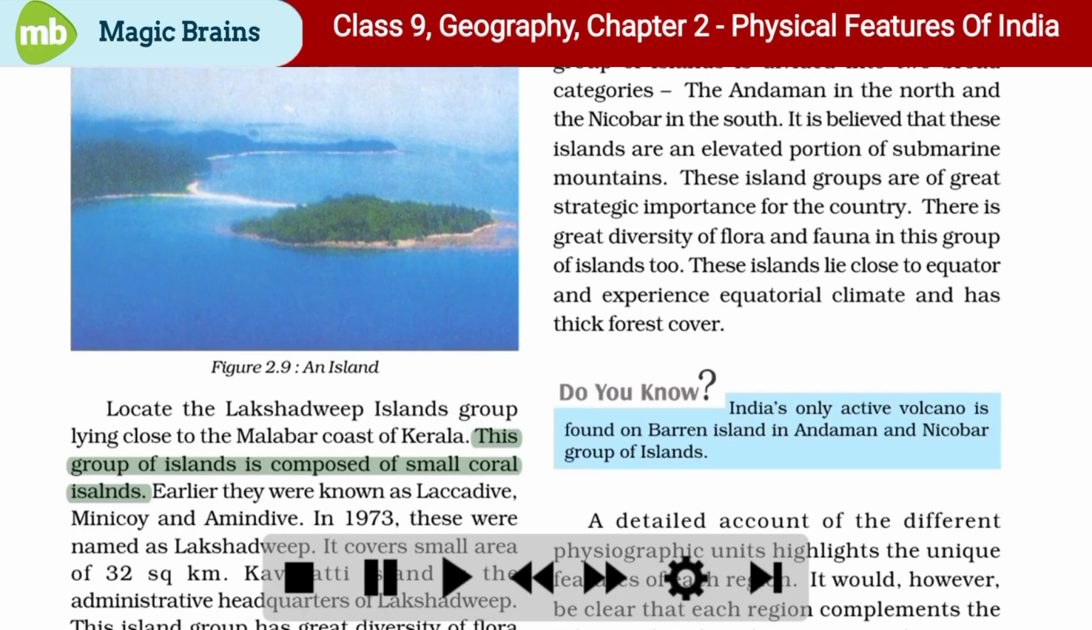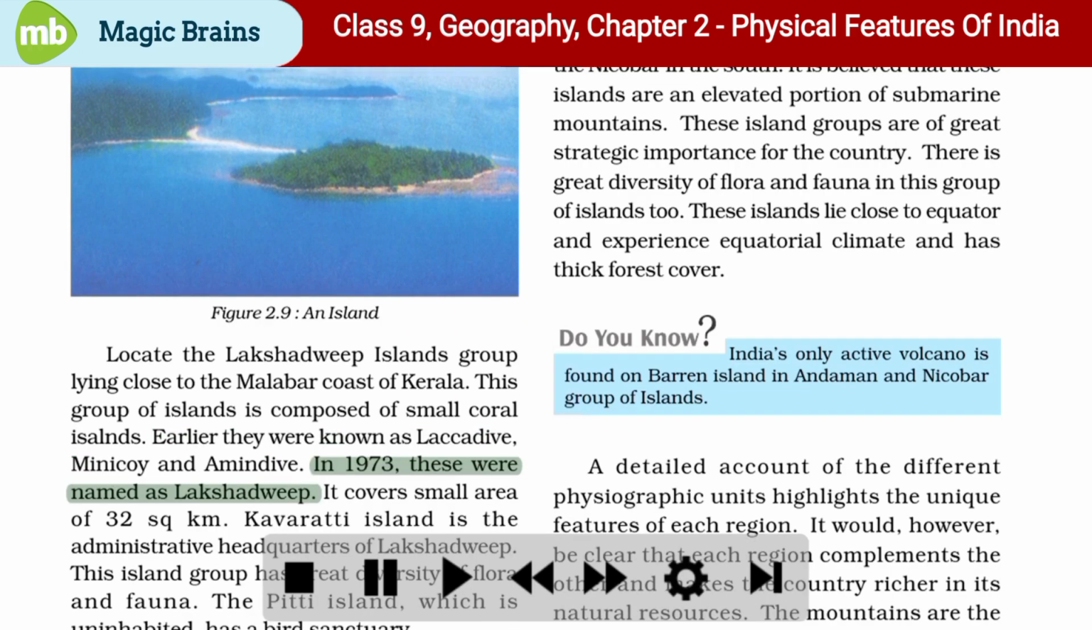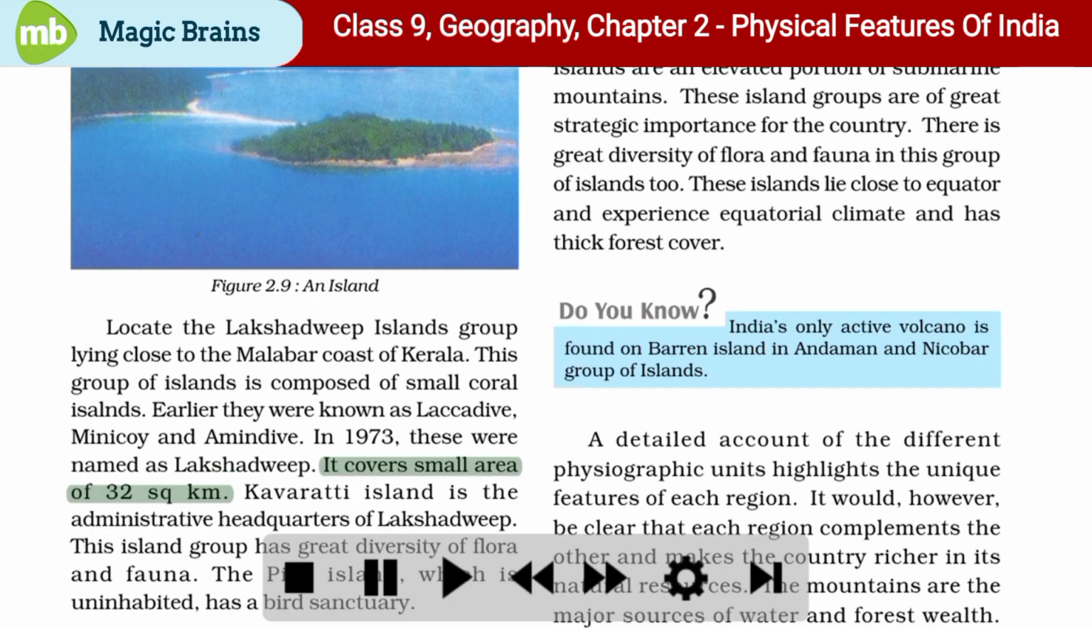This group of islands is composed of small coral islands. Earlier, they were known as Laccadive, Minicoy, and Amindivi. In 1973, these were named Lakshadweep. It covers a small area of 32 square kilometers.